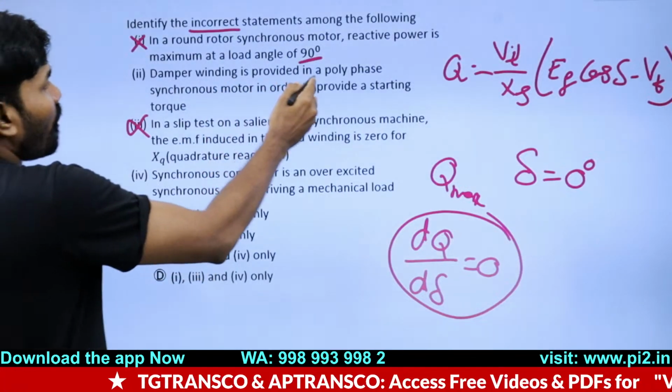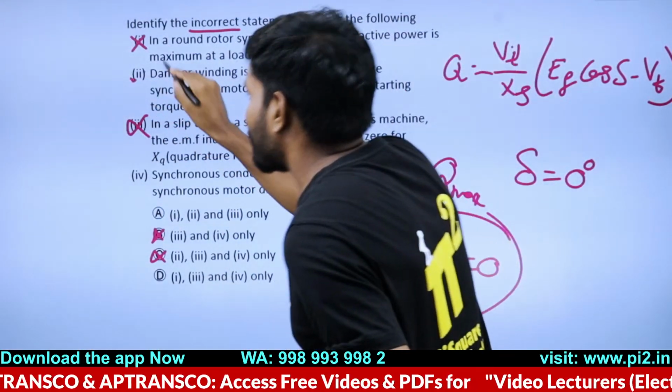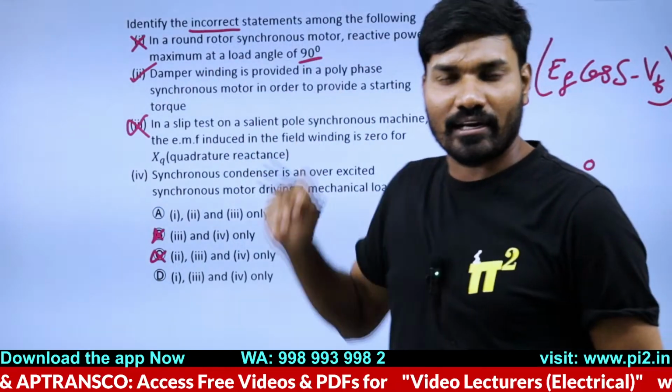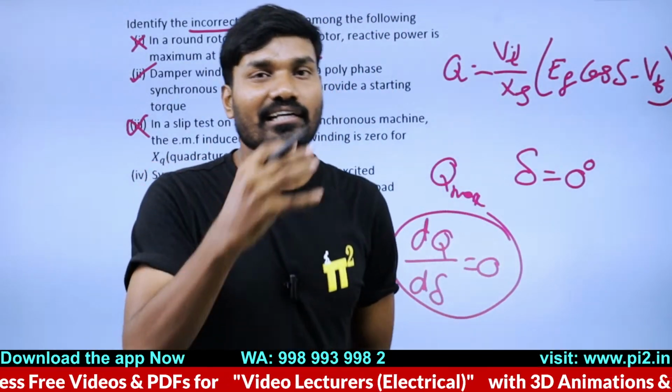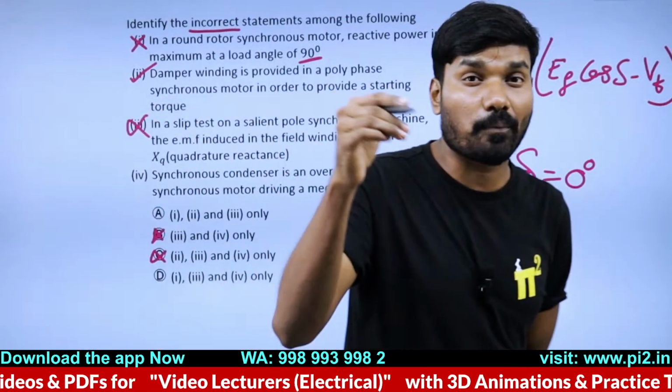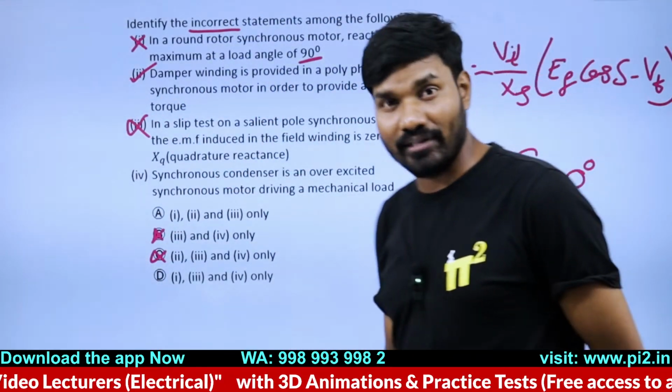Damper winding is provided in a polyphase synchronous motor in order to provide a starting torque. Absolutely correct statement. Damper winding, of course, will prevent the hunting phenomena. It will also provide the starting torque required. It has a dual advantage.